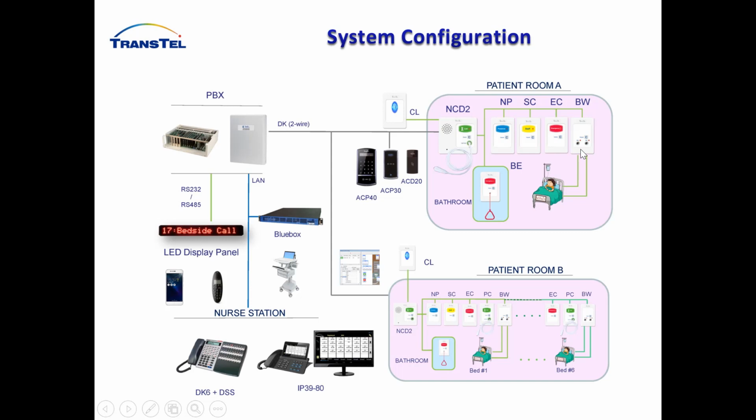Bed wet and bed exit are automatic devices. They can detect the situation of the patient and send the nurse call signal to the PBX and to the nurse station. The bathroom emergency panel, see this pull call. When the patient has some emergency situation in the bathroom, he can pull the call and call the nurse on the nurse station or the mobile device. This is a smartphone, this is a DECT phone, this is a fixed line phone on the nurse station.